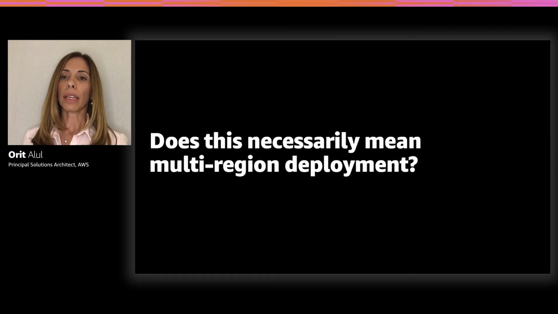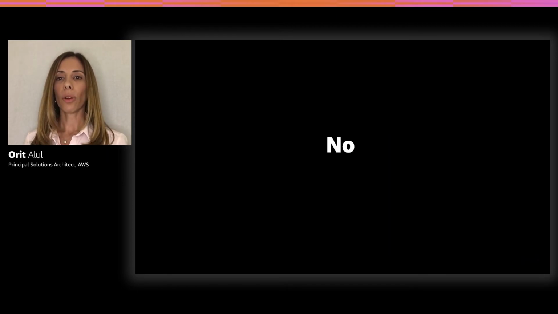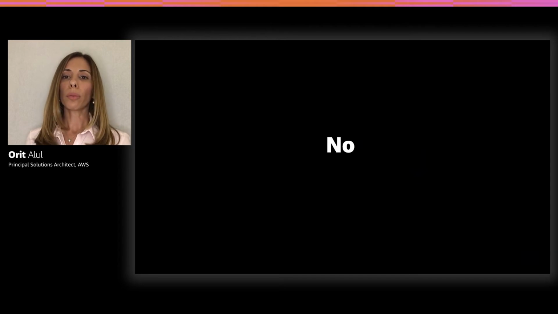But what are the implications of addressing global markets? Does this necessarily mean multi-region deployment? And the answer is no. When I refer to multi-region deployment, I refer to the use case in which an application is deployed into multiple regions.